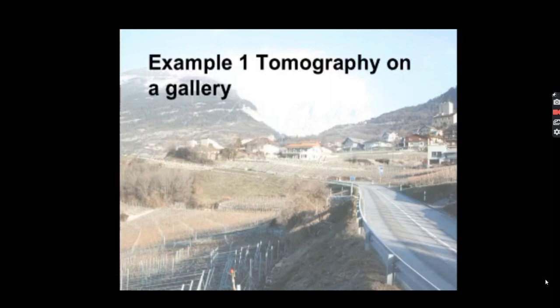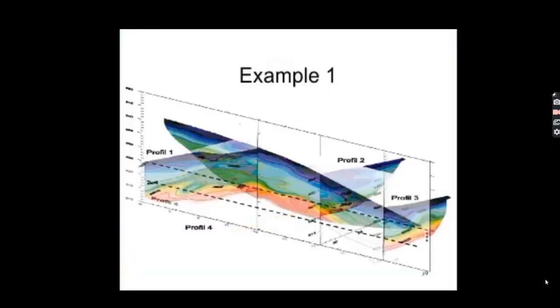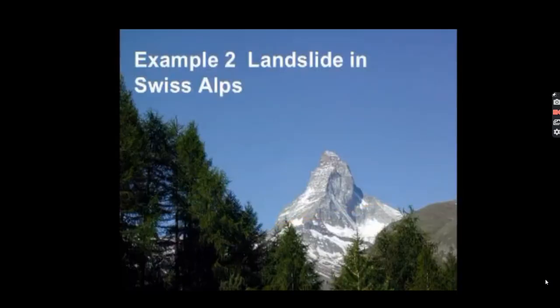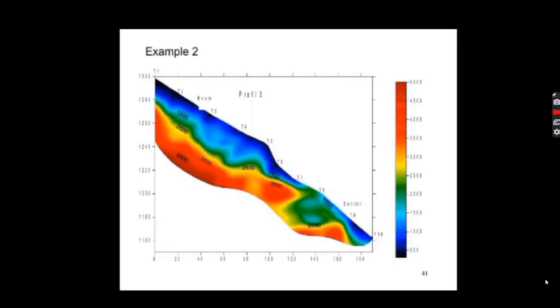Example 1 of tomography in a gallery. And this is the example 1 graph. This is profile 1, profile 2, 3, and 4. Then the example of landslides in sweeps. The same graph here. This example shows profile 3, 2, and 4, 1.